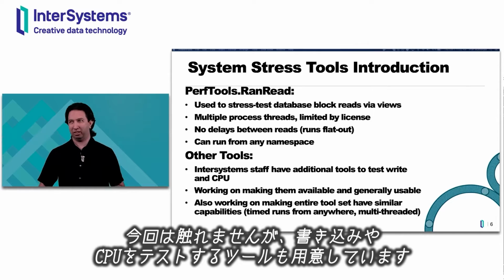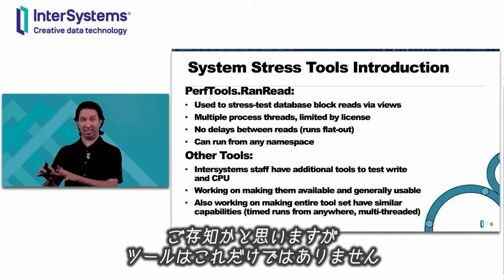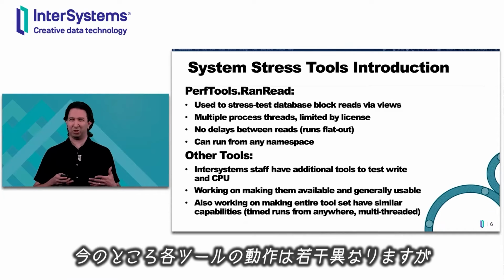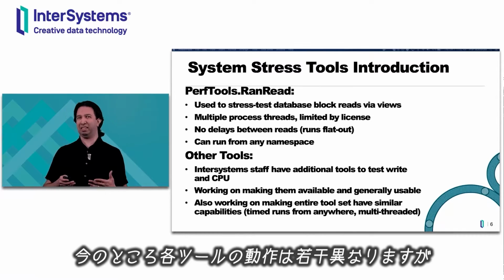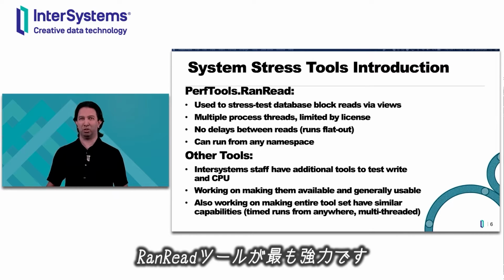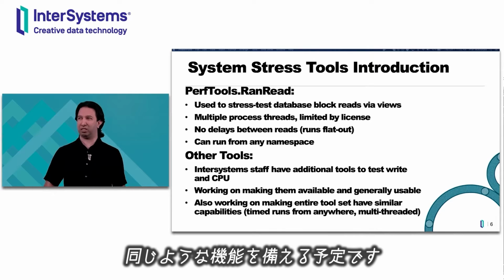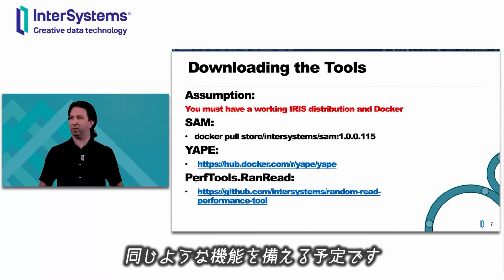We also have additional tools to test write and CPU that will not be covered by this talk, but just so you're aware that this is not the only one we have. Those will be available once we get them into a condition where they're all sort of similar. Each of them works slightly differently right now, and the ranread tool is the most robust at this point. Eventually, they'll all have similar capabilities, such as timed runs, run from anywhere, multi-threaded, etc.